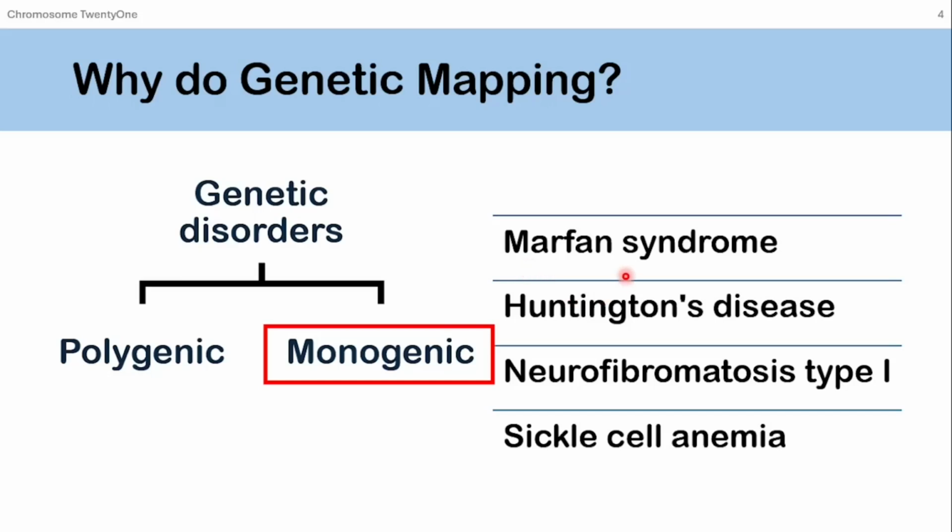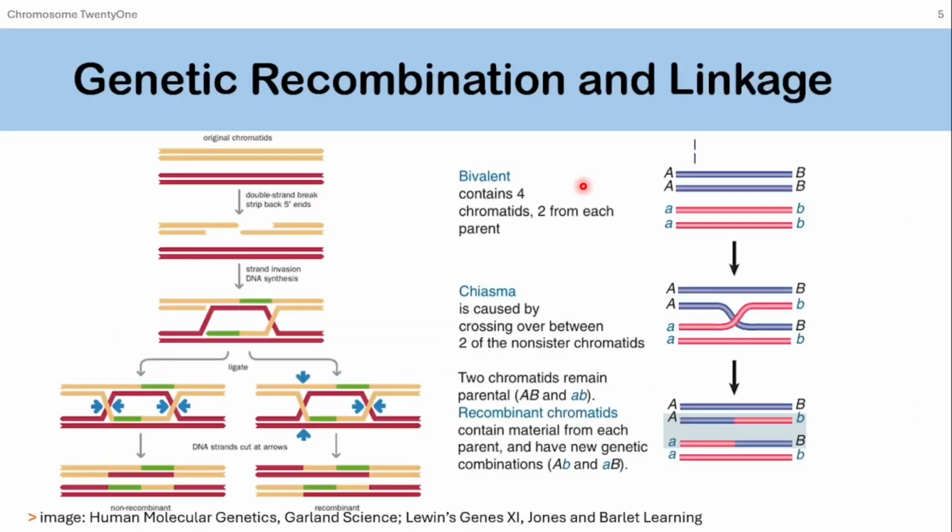Examples include Huntington disease, which is caused by the Huntingtin gene, Marfan syndrome, caused by the fibrillin 1 gene, neurofibromatosis, and sickle cell anemia, etc. There are various monogenic disorders. Genetic recombination is very helpful in such genetic mapping procedures, and this is the basic crux, the underlying foundation that leads to genetic map formation.